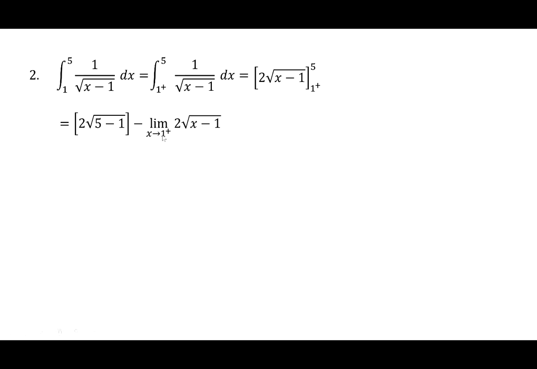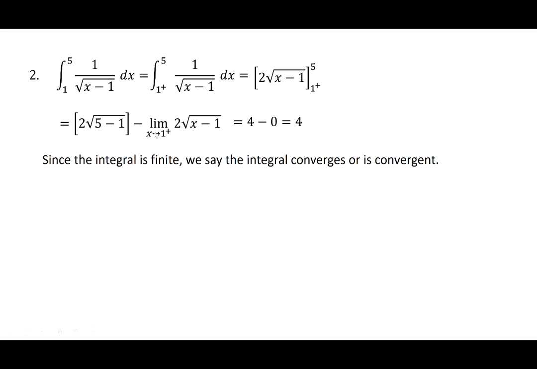But here, excuse me, there is no issue at all. X is approaching 1 from the right, and this value itself is actually approaching 0 as x approaches 1 plus. Square root of x minus 1 is approaching 0, so 2 times 0, and we can say, yep, this is equal to 4. All right. So the integral is convergent.